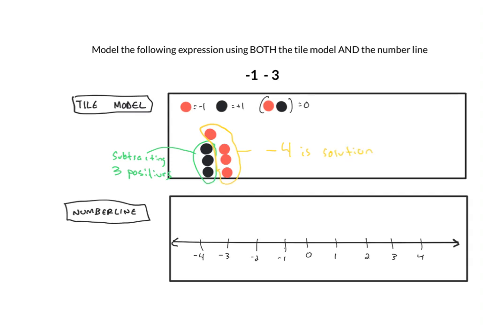Okay, now for the number line, same thing. I'm always going to start with my first term. So my first term is -1, so I always start at 0, and I'm going to move to -1.